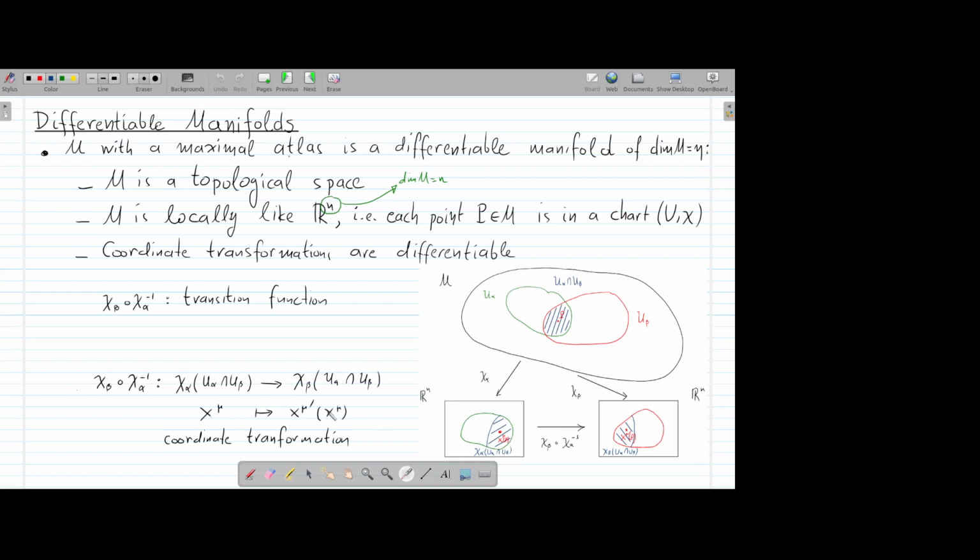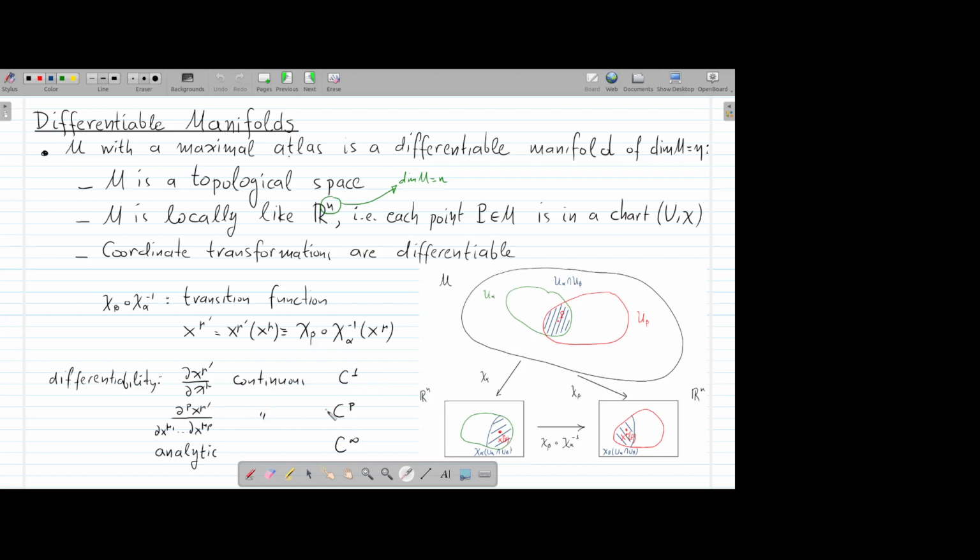So if this map is differentiable, then we have the first step of defining a differentiable manifold. Of course, what differentiability means is a matter of definition, and usually mathematics books define a map to be C^p differentiable if all those derivatives exist up to order p and they are continuous. If this map is analytic, we use this symbol here, C infinity.